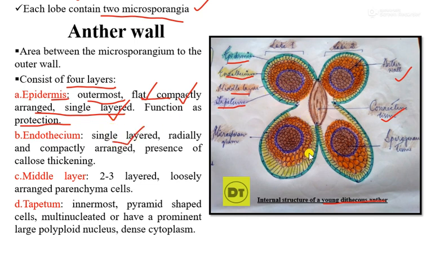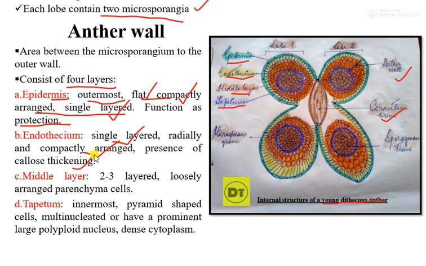How are the cells of this endothecium arranged? They are arranged in a radial pattern, that means radially arranged. And is there any intercellular space between them? No, that means the cells are also compactly arranged. In between the cells of endothecium there is callose thickening. Now callose is a type of polysaccharide.